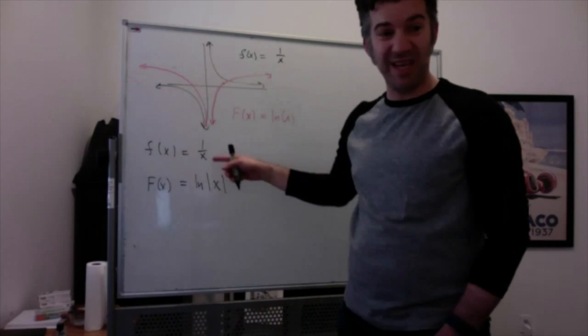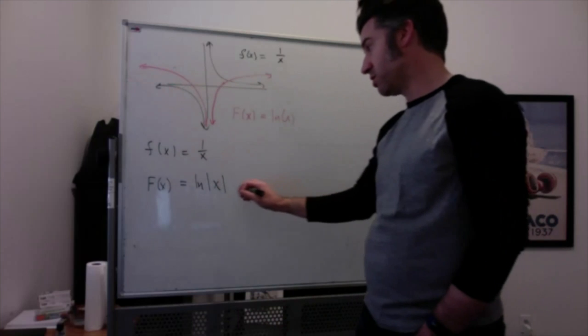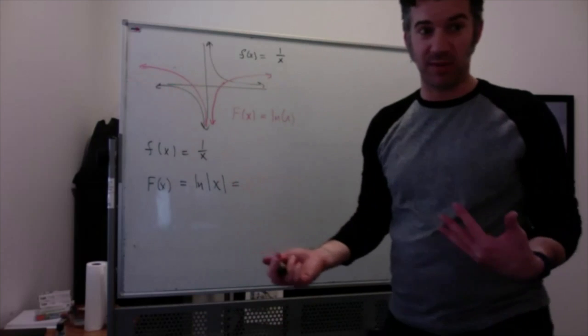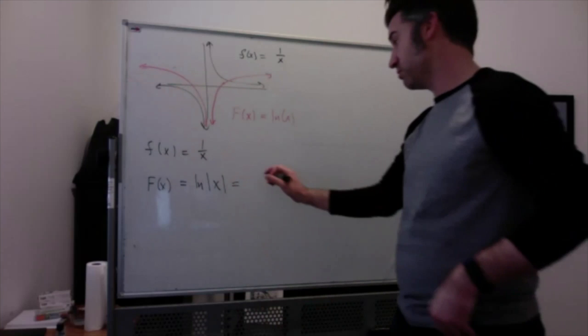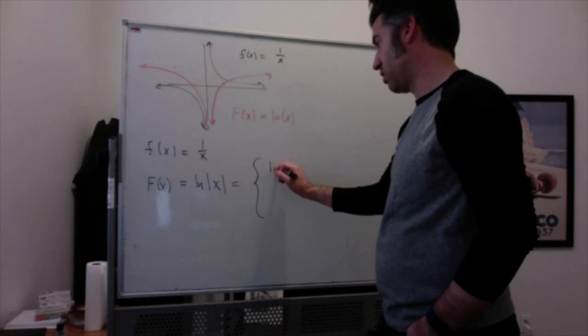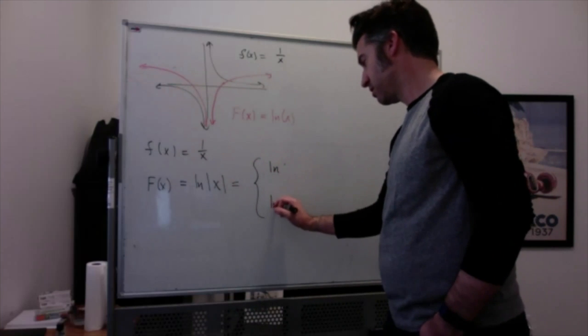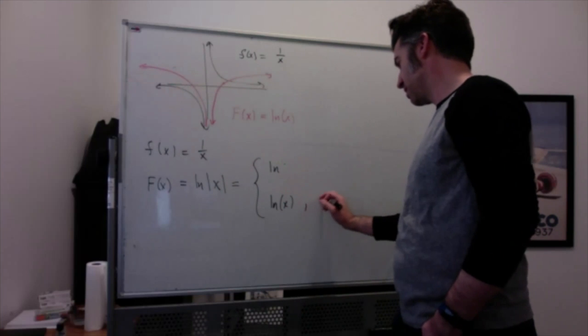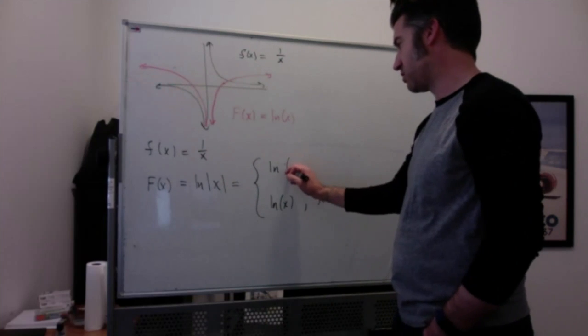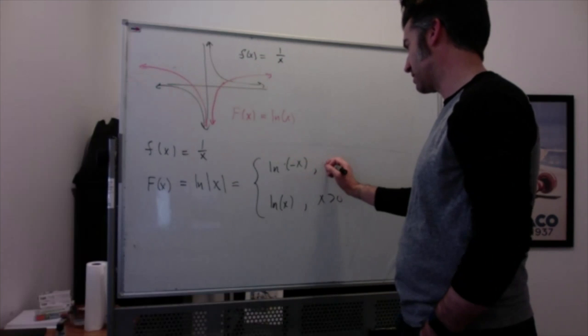And its derivative is this. This is kind of the cool part. If you write the natural log of the absolute value of x as a piecewise function, it's the natural log of x if x is positive, and the natural log of negative x if x is negative.